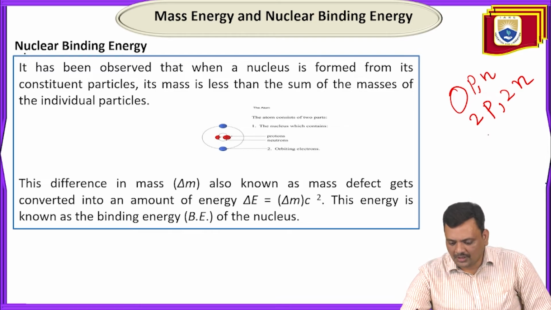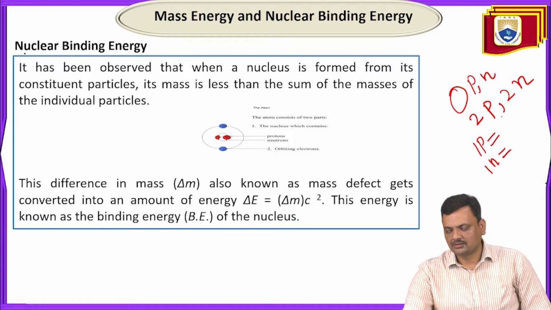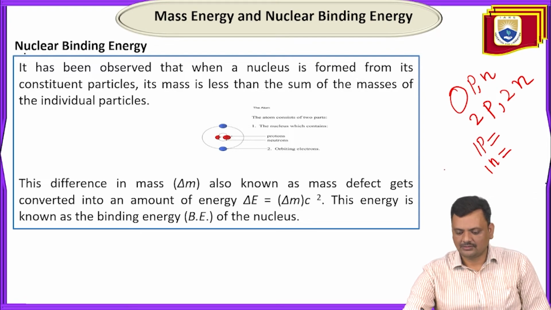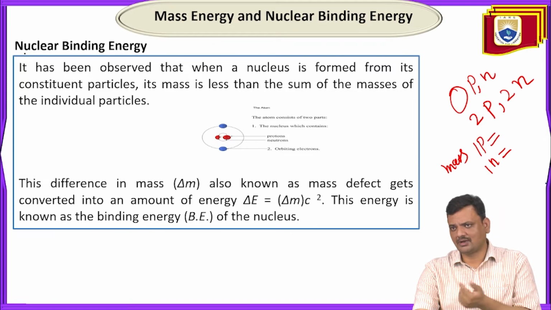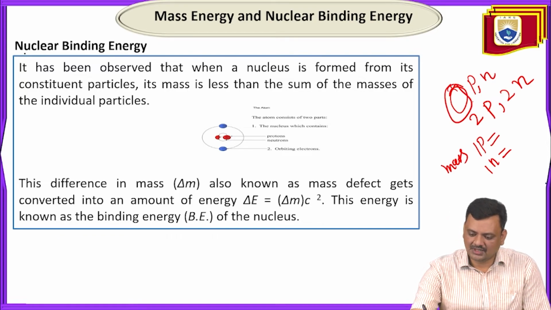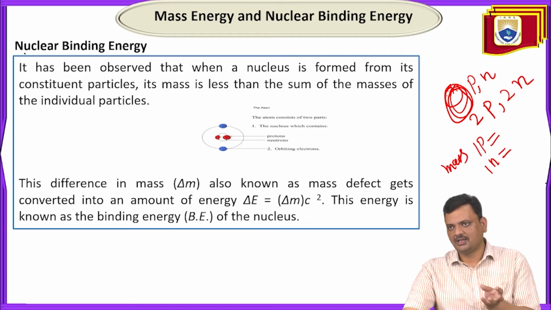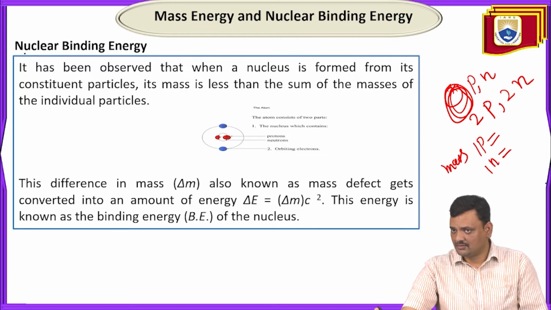So if I know the mass of one proton and the mass of one neutron, then we can know the mass of two protons and the mass of two neutrons. Add it. This same thing is present in this nucleus only. So whatever I am getting after adding should be the mass of the nucleus, but it is not. It does not happen like that.